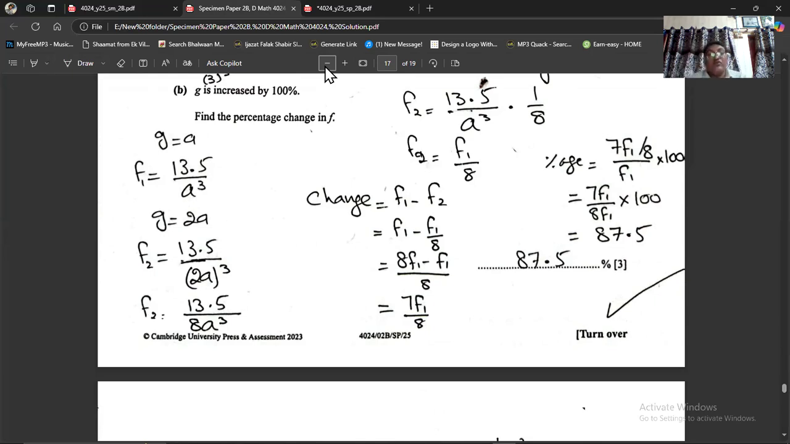Now put this value into that formula. F2 will be equal to 13.5 divided by 2A whole cube. So that is 13.5 divided by 8A cube. Now this 13.5 by A cube is F1, and 1 by 8, so F2 is equal to F1 divided by 8.